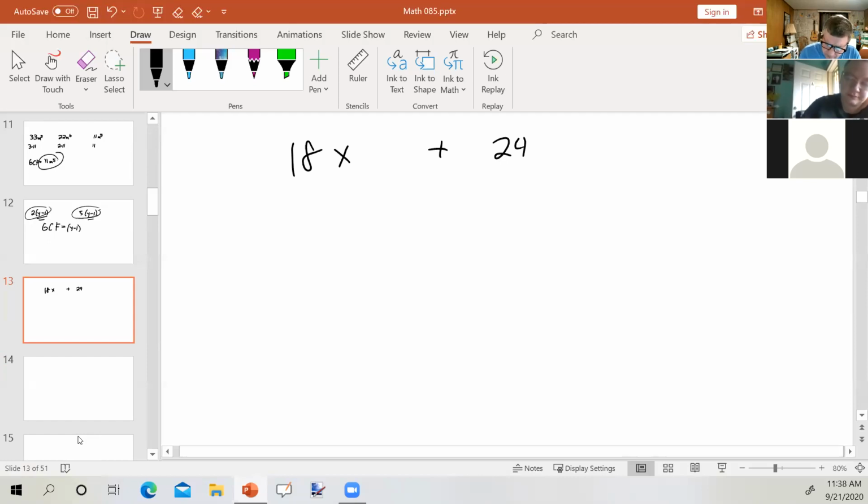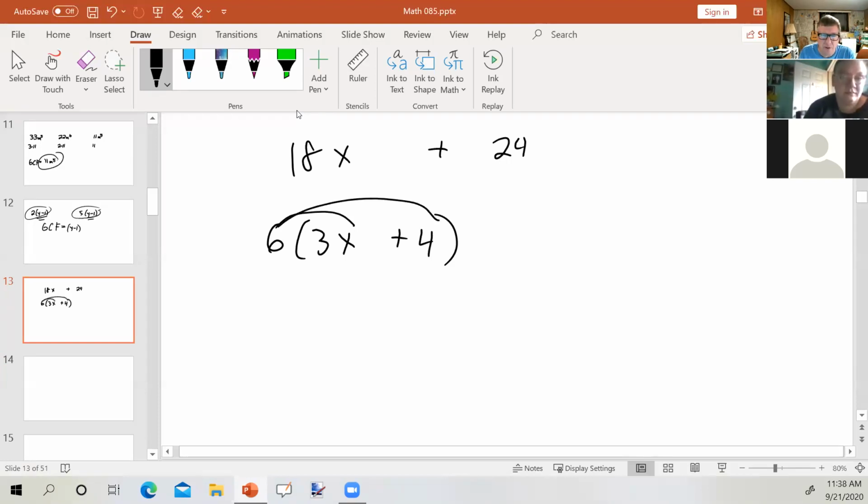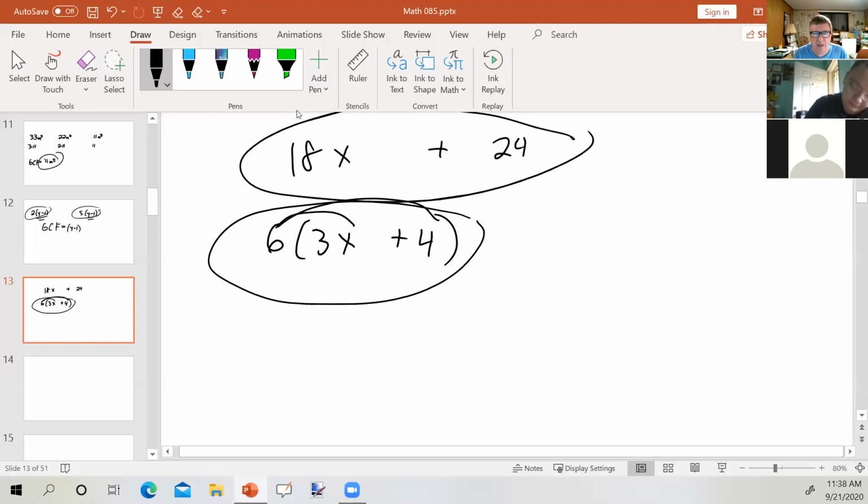So here, the greatest common factor, can you see what it is? Can you see that it's a 6? All right, but I'm not going to just write 6. I'm going to write 6 times what's left over, 3x plus 4, okay? Because I've got to get 18x plus 24 if I go back the other direction. So we're taking out the greatest common factor, but also showing what's left over. So we should have a product that when we multiply it back together, it takes us back to where we started from.